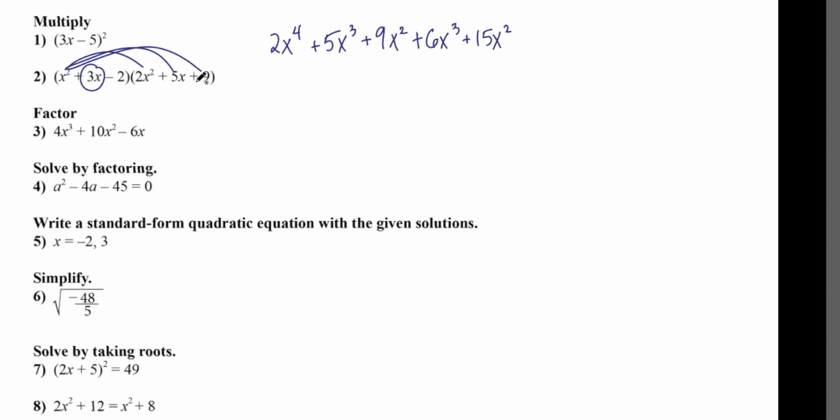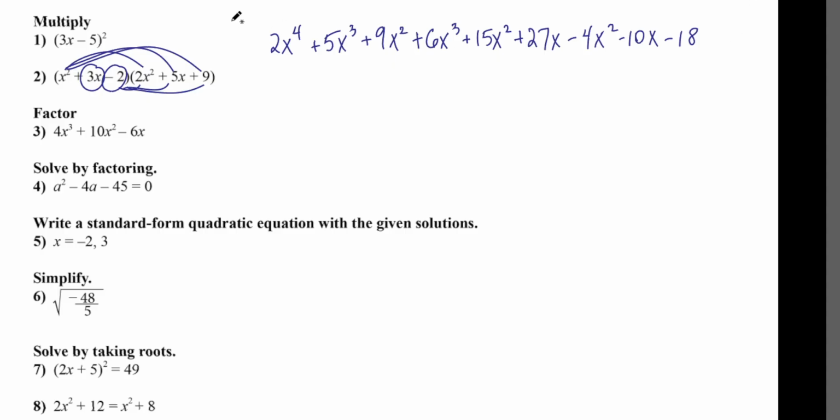And then we take that 3x times the 9, so that's 27x. Still not done. We got one more thing to multiply. We got this negative 2. All right? I'll do the arrows on this one. Okay? We multiply that. So what do we get? Negative 4x squared, negative 10x, and negative 18. There we go.